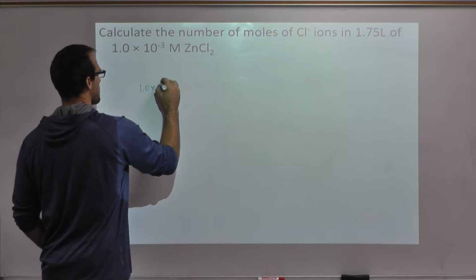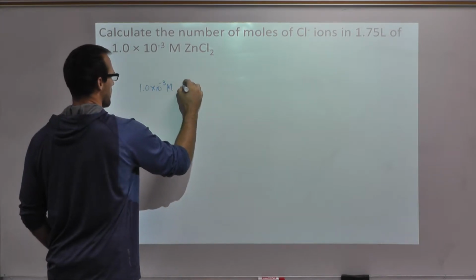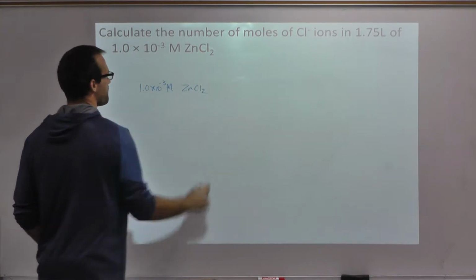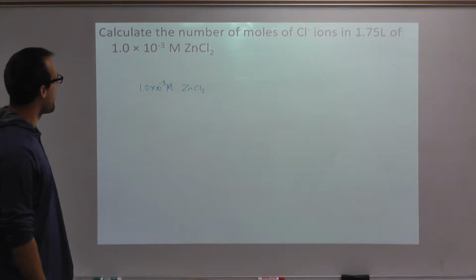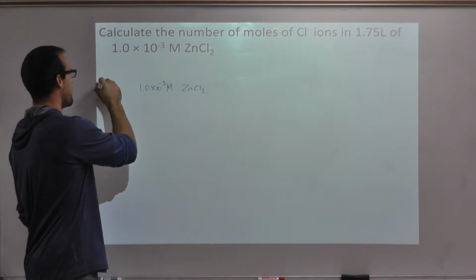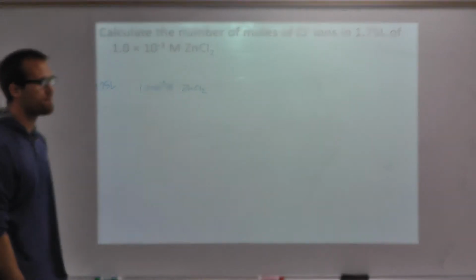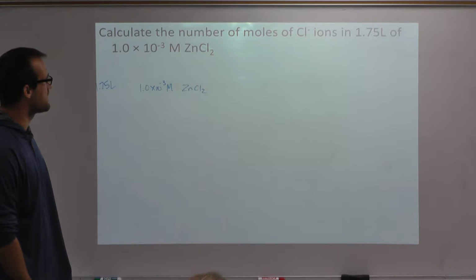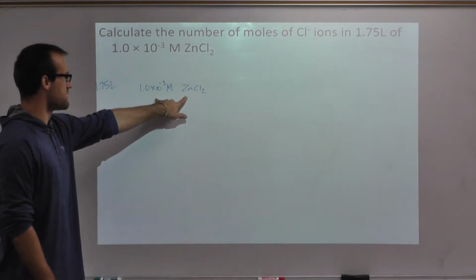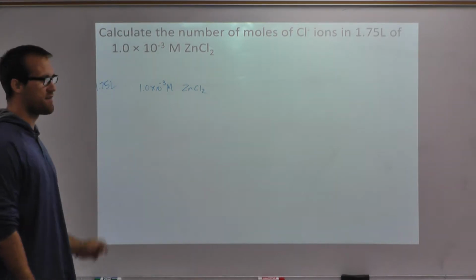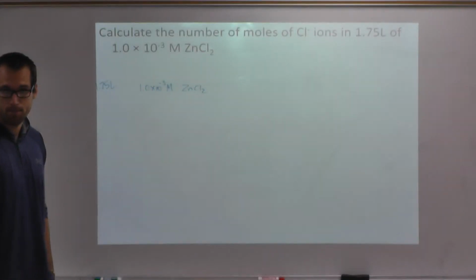Alright, so first off, I know that I have 1.0 times 10 to the negative 3 molar of my whole thing. I also know that the solution has 1.75 liters of it. He wants to know, what is the concentration, no, not concentration, how many moles of chlorine do I have in this concentrated zinc chloride when I've got 1.75 liters of it?